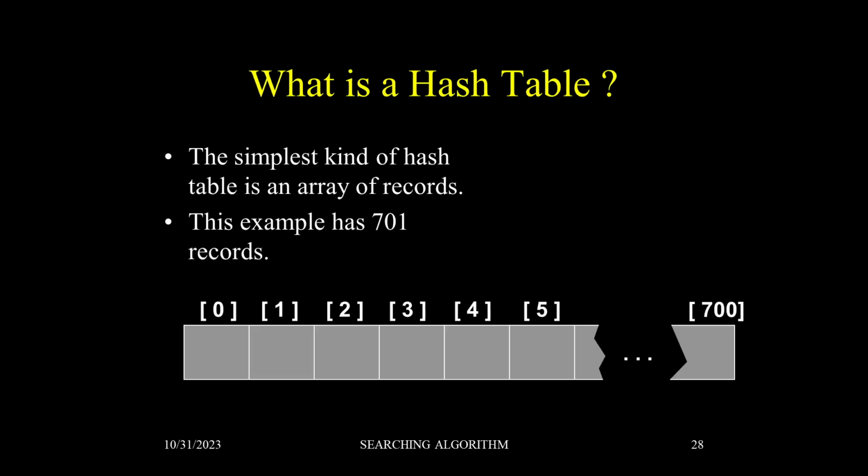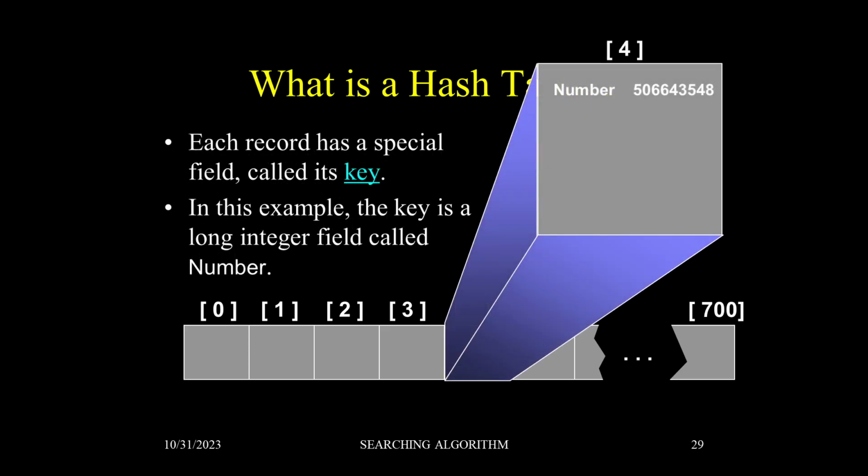So we will use this hash table, and because it is related, let us understand what a hash table is and how it is important. The simplest kind of hash table is an array of records. This example has, suppose, 701 records. Why? Because it starts from 0, so the last one is 700, so there are 701 records, right? Then suppose this index A of 4 or whatever it is.